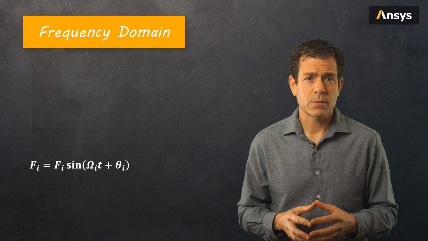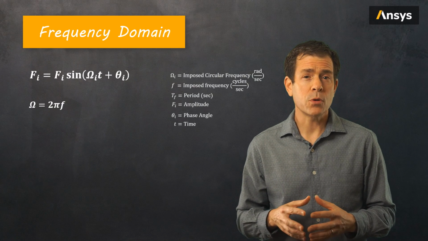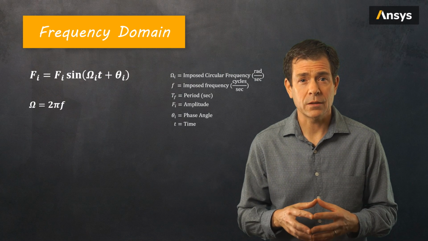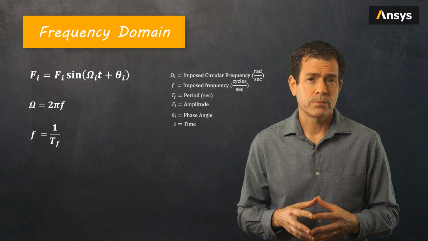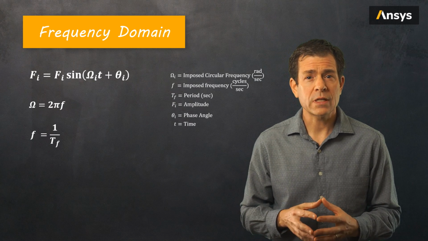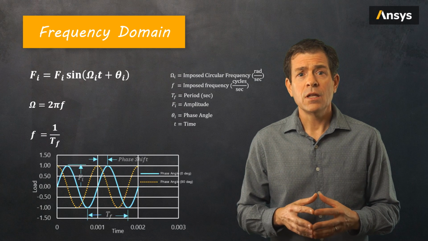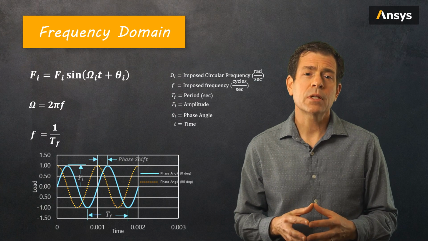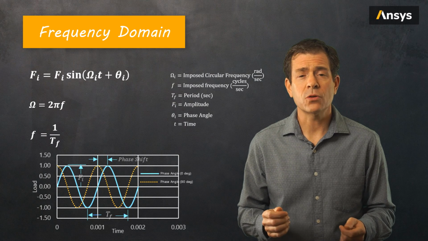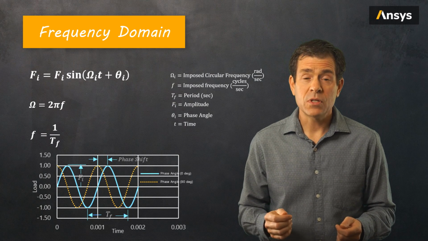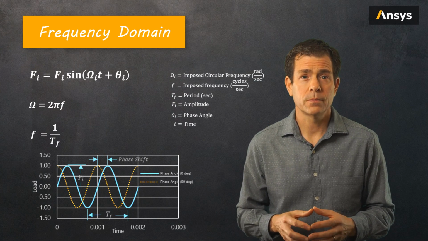Now for a little more detail. The imposed circular frequency omega is equal to 2 pi times the imposed frequency, which is given in cycles per second. The frequency f is the inverse of the period T sub f. The amplitude is the peak of the forcing excitation, and it acts in both the positive and negative directions equally. The phase angle on the forcing function is typically necessary when there are multiple loads present, so as to control their relative phase or timing. Again, substitute any time in the equation and we can compute a resulting applied force.